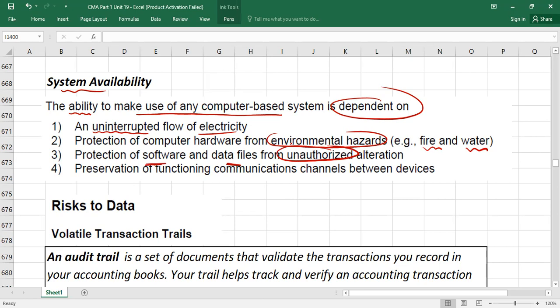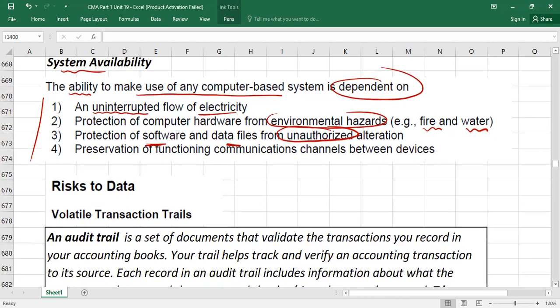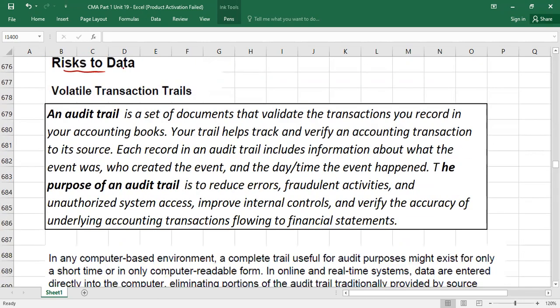So that is why system availability depends upon various factors, right? So this is just general information. Now guys, here we are going to discuss risks to data, because I'm going to explain it step by step.